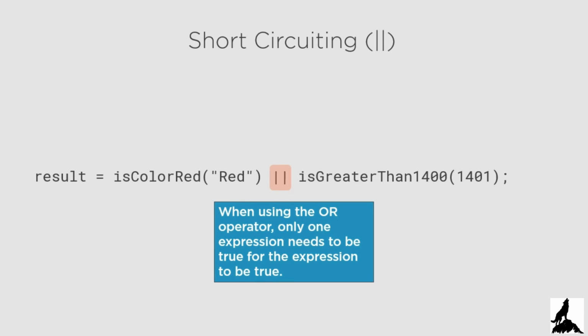Now, short-circuiting for the OR is different than the AND because when using the OR operator, only one expression needs to be true for the whole expression to be true. So if we take this example now where we say isColorRed and pass in red, that's true. Thus, it does not need to run the other side of the OR because right then the expression is now true, so the isGreaterThan1400 does not get run.